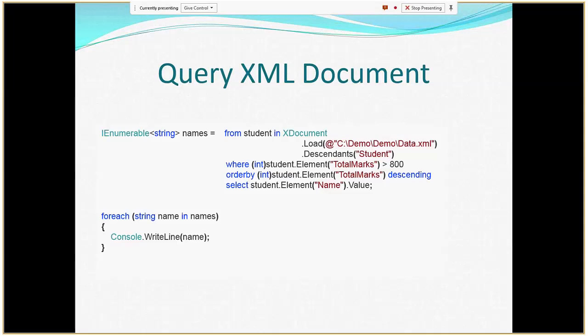Then we provide the orderby and select. You can have multiple where clauses, meaning where conditions, to filter out the expected result, and you select the student from there. With the select statement, at last you get your list of students, and what you want to get here is the student element's name value. So it will give you the name. I'll demo it at last. This is the basic example of how we query an XML document.